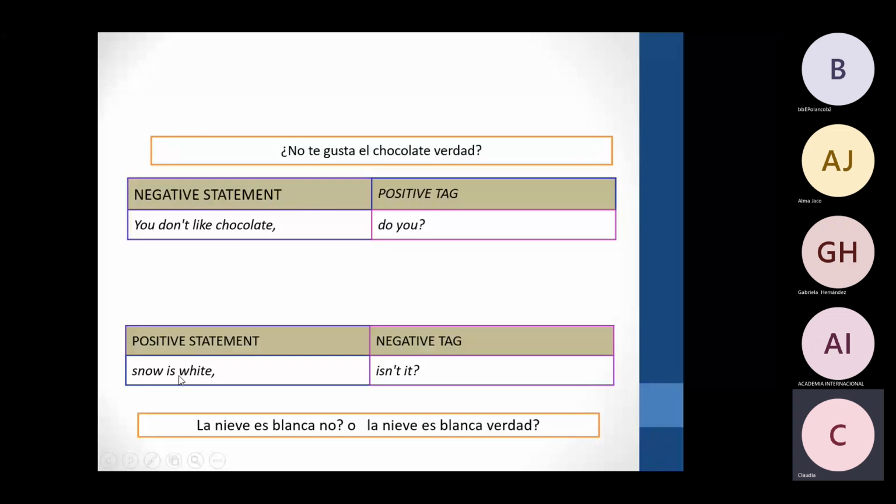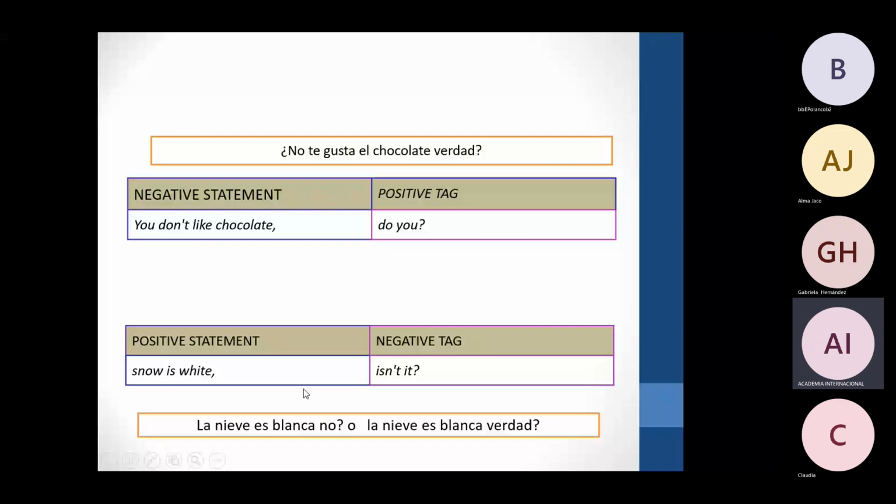Porque estamos hablando de una cosa. Prácticamente del clima, ¿verdad? Algo natural. Pero si se fijan aquí, estoy utilizando el verbo to be, isn't, con una negación, is not, isn't it. Isn't es la contracción de is not. Bien, ahora, es porque aquí en esta oración estoy utilizando la estructura del verbo to be, snow is white.